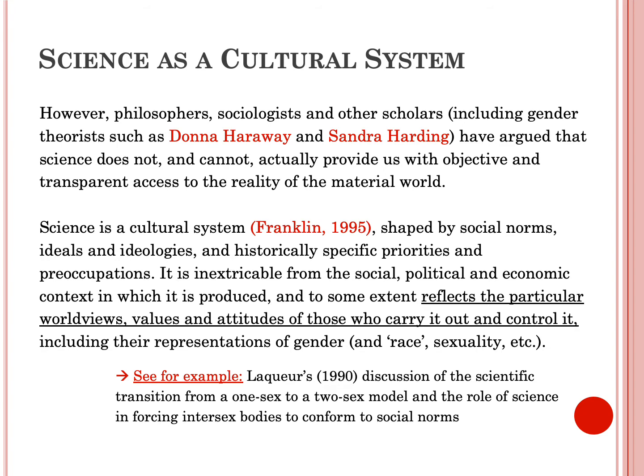In other words, science is a system of knowledge production that is also contextually bound. It reflects particular worldviews, values, attitudes and priorities of those who carry out and control research, including their ideas about gender, race, sexuality and disability. Science is obviously done by people who carry around certain values and attitudes in their heads, and who don't encounter the world in a neutral way and are affected by cultural discourses about gender just as anyone is.